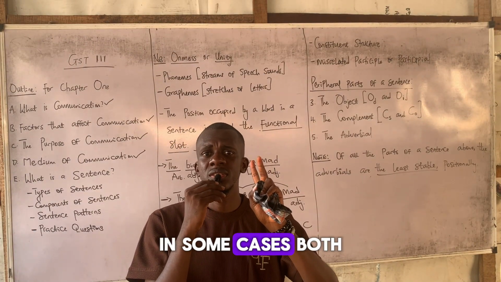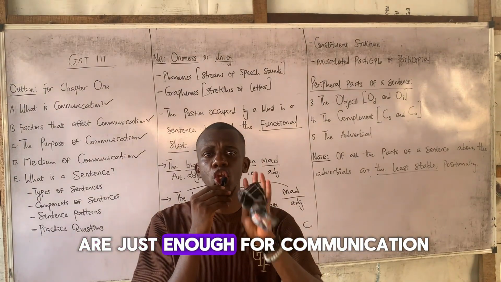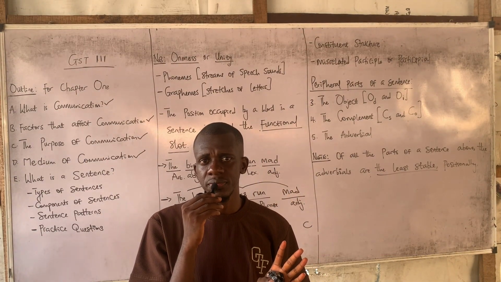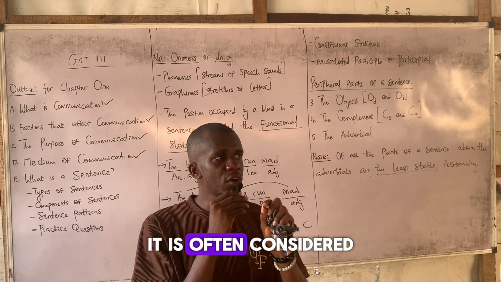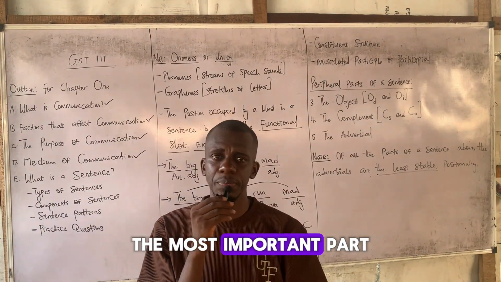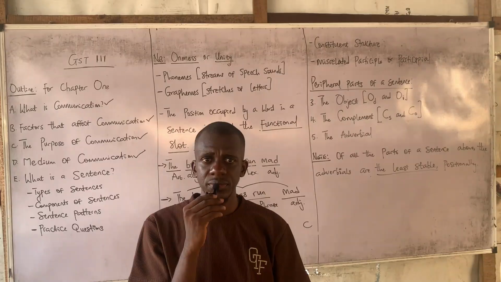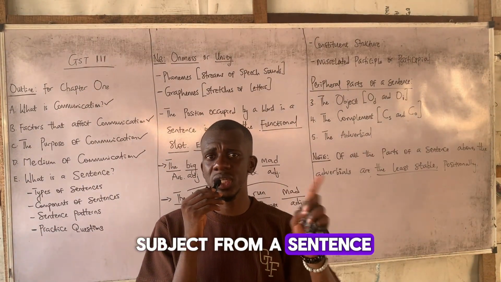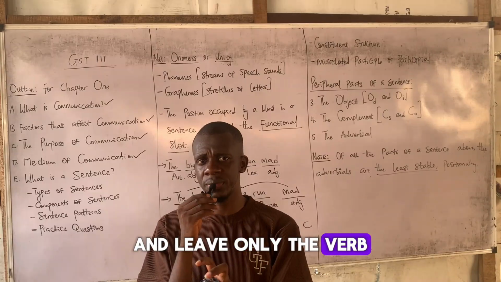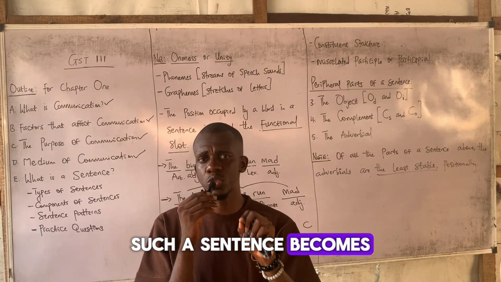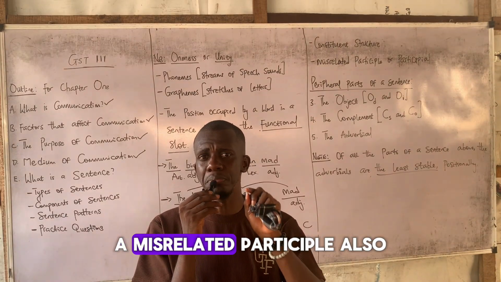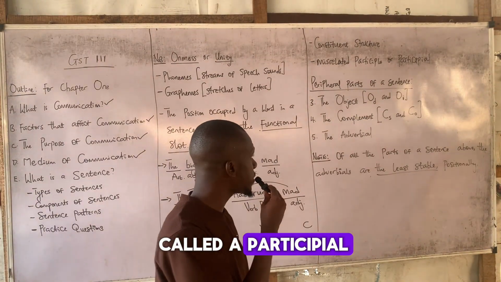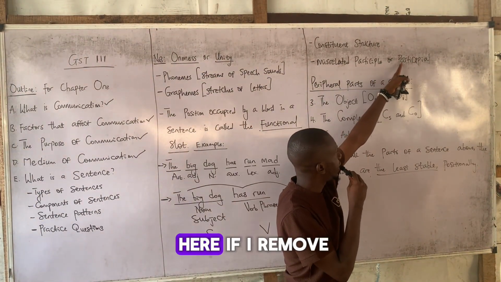In some cases, both are just enough for communication. So it is often considered the most important part by grammarians. Now, what will happen when we remove the subject from a sentence and leave only the verb? Such a sentence becomes what we call in English a misrelated participle, also called a participial. You can see that here.